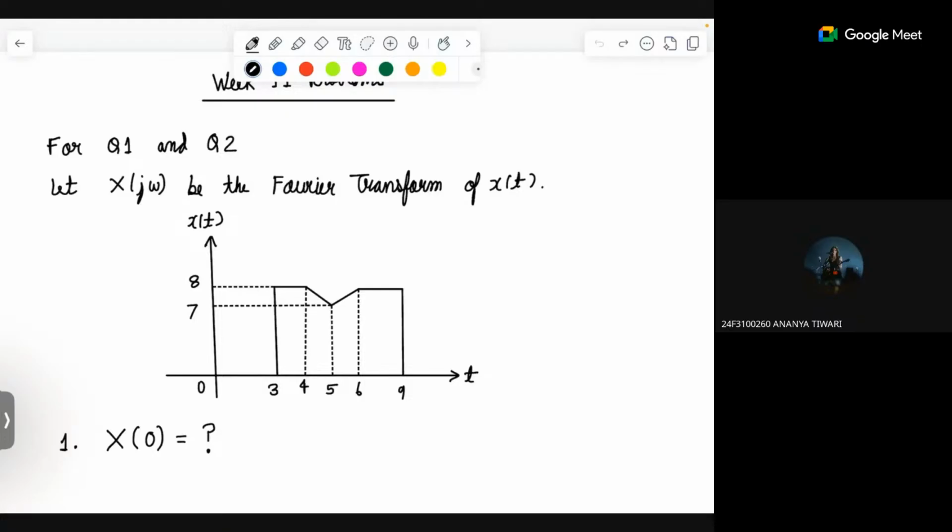So we are discussing the first question only. The signal x(t) is given. Capital X of j omega is the Fourier transform. You have to find the value of the Fourier transform at omega equal to 0. Okay, ma'am.